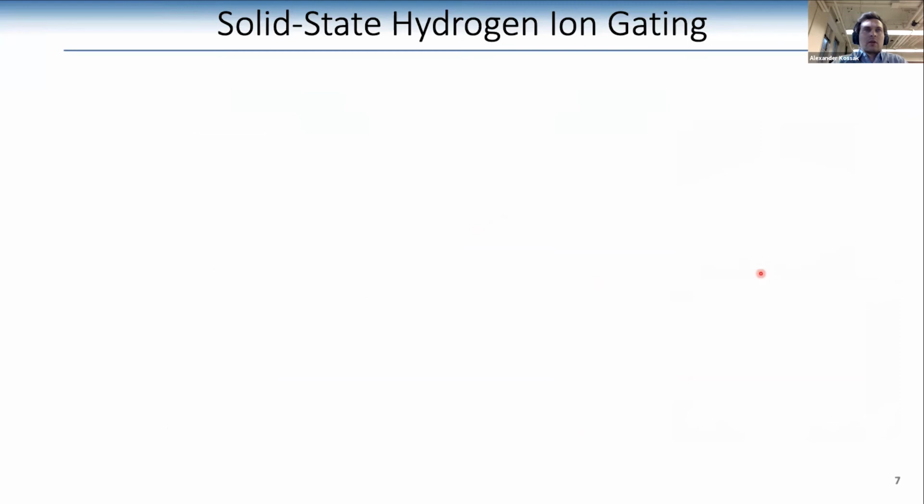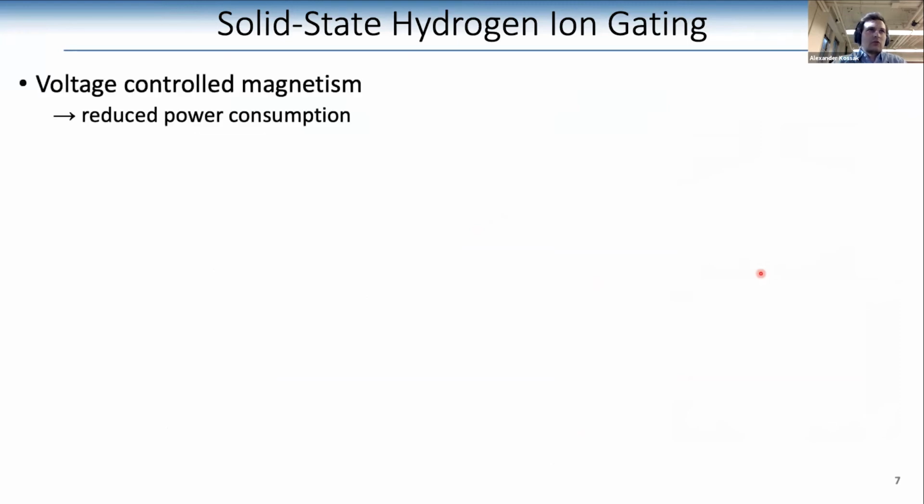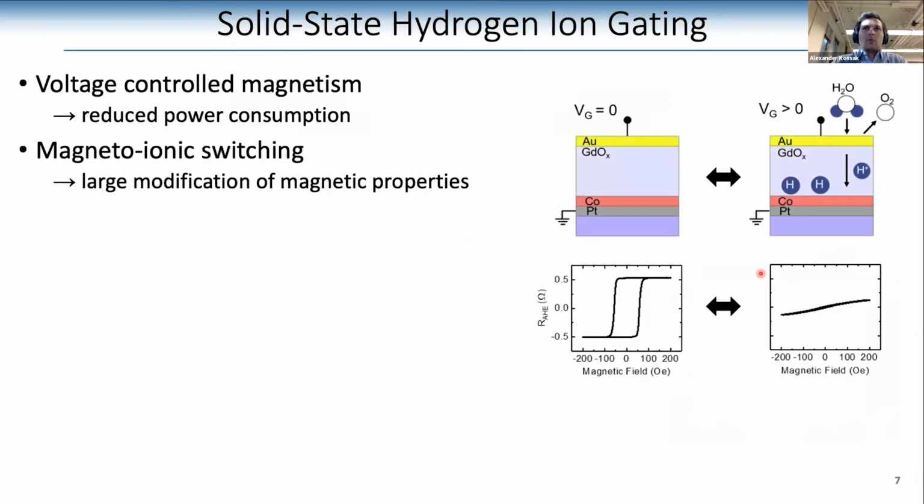And so that's why we've been working on this solid-state hydrogen ion gating. Again, this is a voltage-controlled mechanism. It has a much lower power consumption than your current control techniques. And we use the magneto-ionic switching effect by solid-state proton pump gating that's been shown previously for the control of things like magnetic anisotropy and exchange bias.